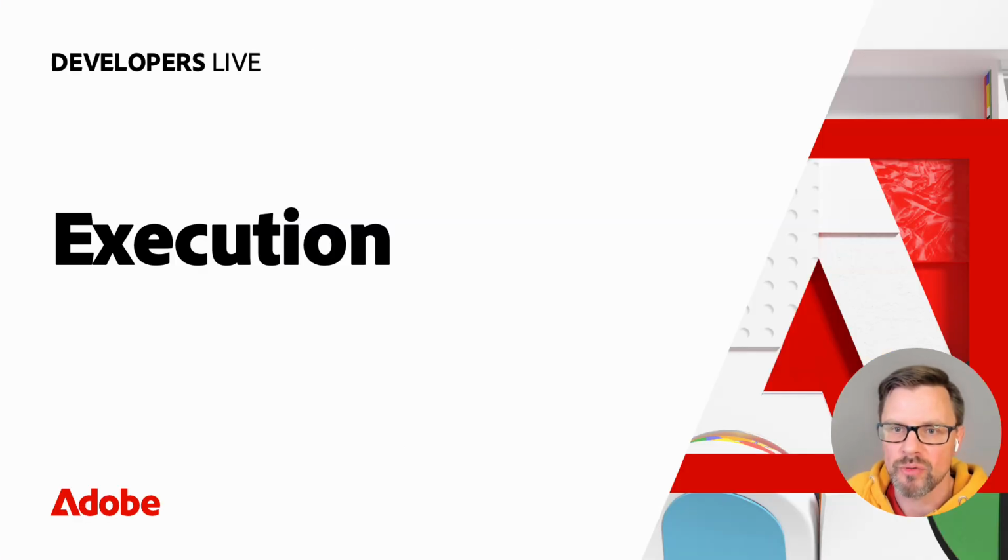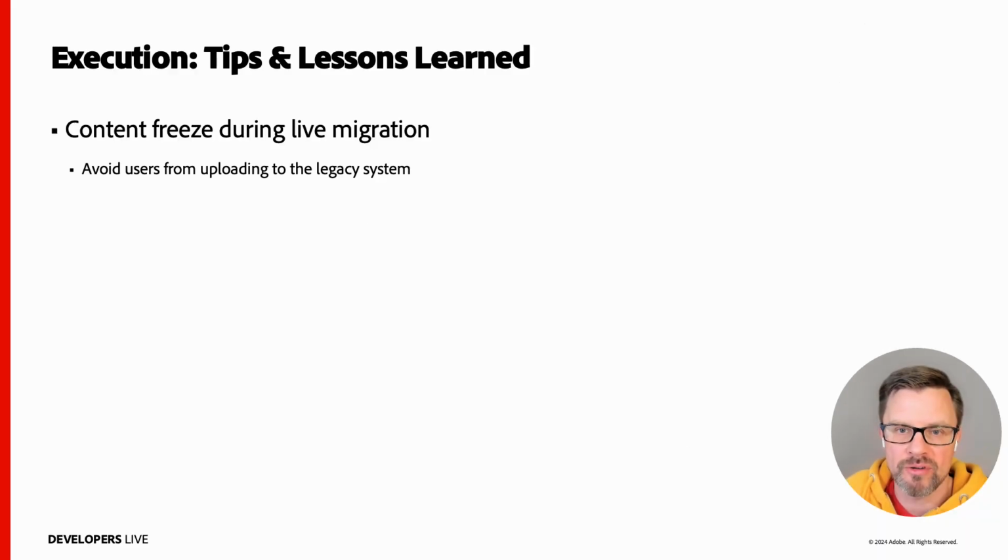That's all I have on the migration implementation. Maybe a few tips and lessons learned on the migration execution. First, declare a content freeze during the migration to prevent users from uploading new assets after you have dumped the snapshot from legacy. How long the freeze must be depends on how much data you have and how smooth the process works. Having a test migration can help estimate the timing.